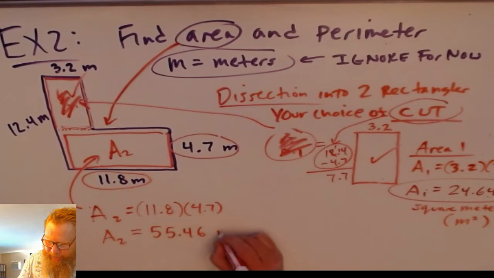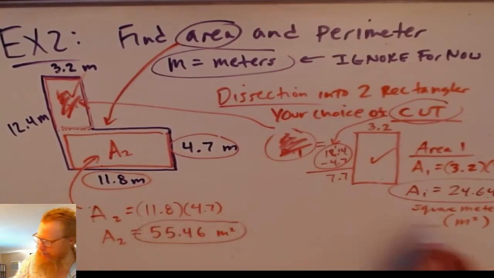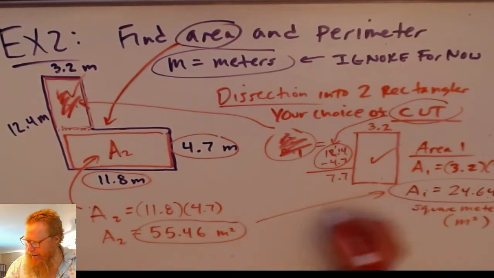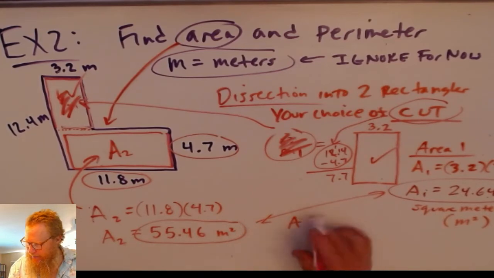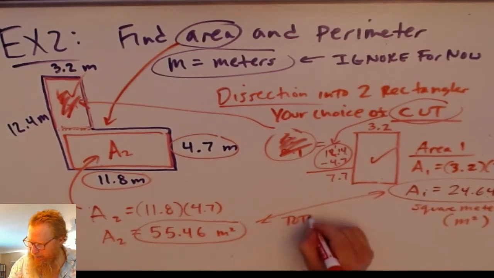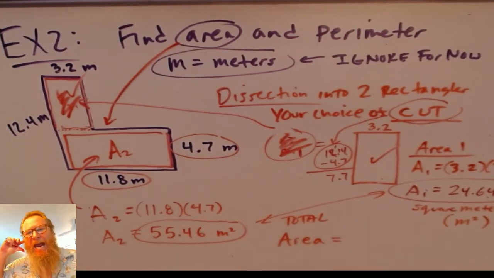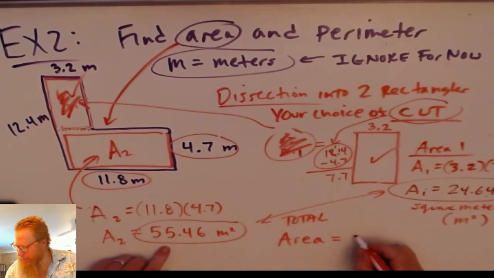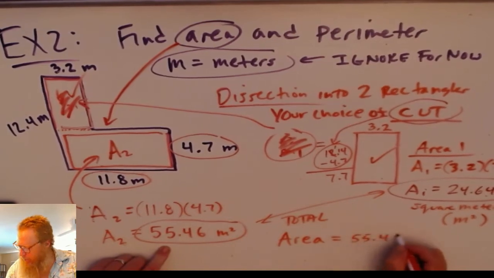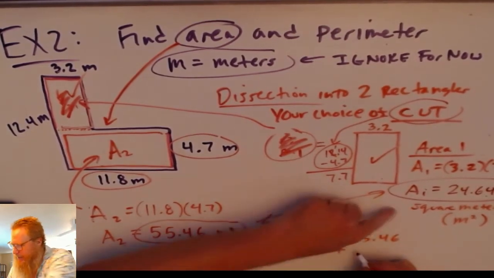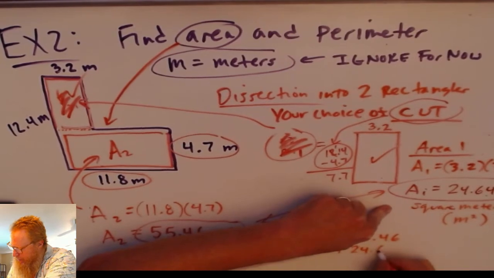55.46 m squared. All right, and now we're going to add these guys together. We'll call this total area, or total A. We're just going to add these up. So 55.46 plus 24.64.